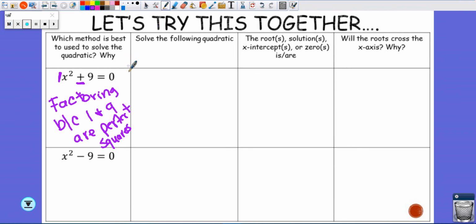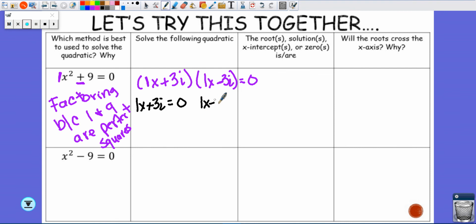And here's how we're going to do this. The square root of 1 is 1, so I'm going to put 1x. The square root of 9 is positive 3, and since that's a positive 9, we're going to stick an i on here. Then we do the same thing again. The square root of 1 is 1, and the square root of positive 9, we're going to say minus. And there we go, and we set these equal to 0. Now we take 1x plus 3i and set it equal to 0, and we take 1x minus 3i and set it equal to 0. And now we're back to regular linear equations.